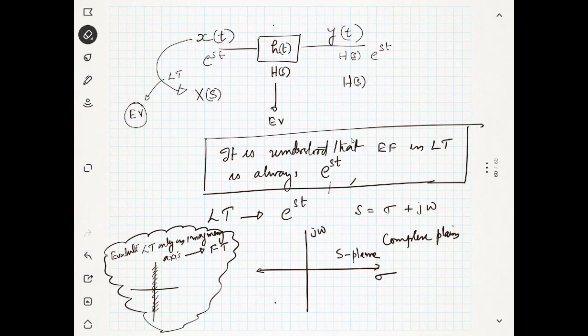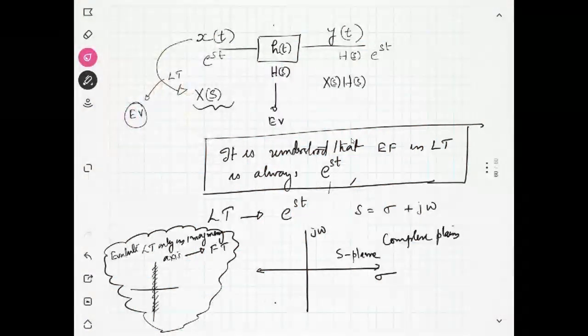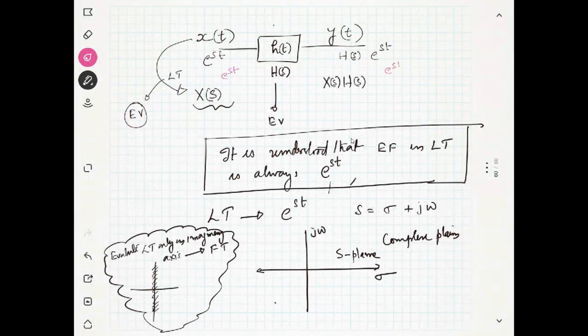What will be the output? H of s, I am taking it multiplied by x of s. So you see here, I am not talking about this e power st now. E power st is here, e power st is here. It is understood already. We don't need to multiply by a of s.